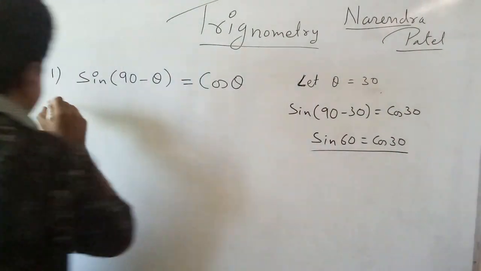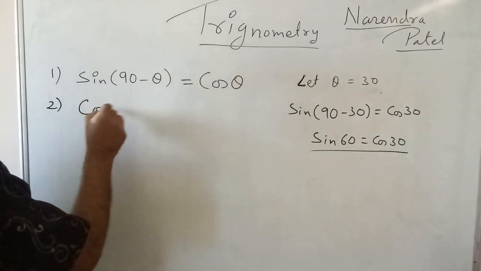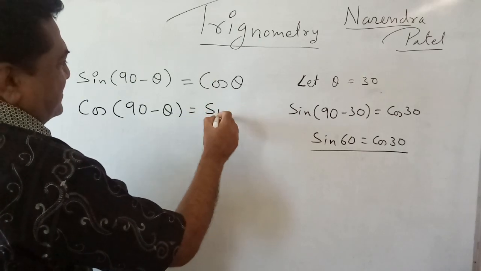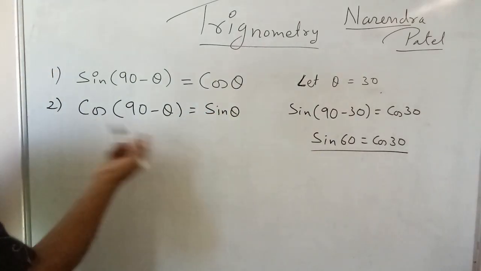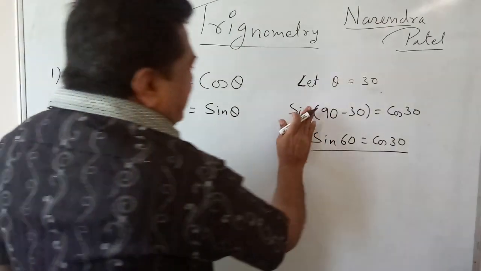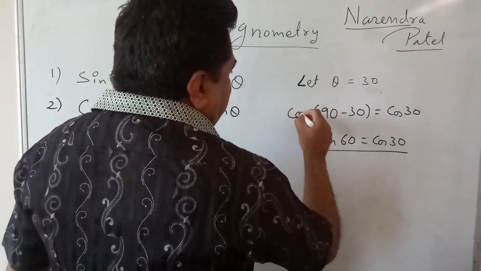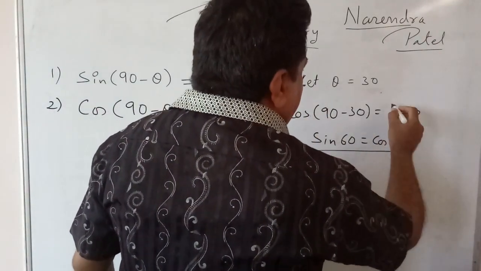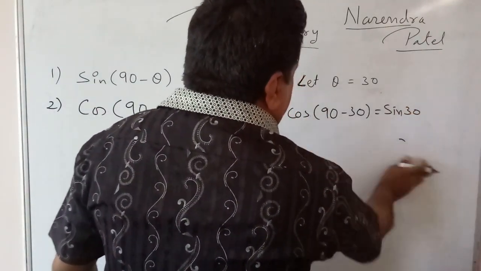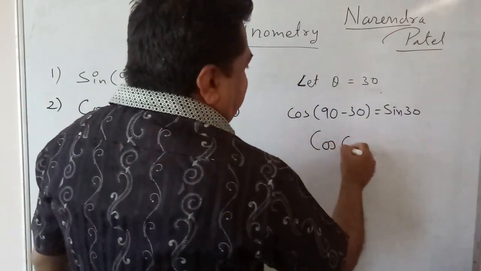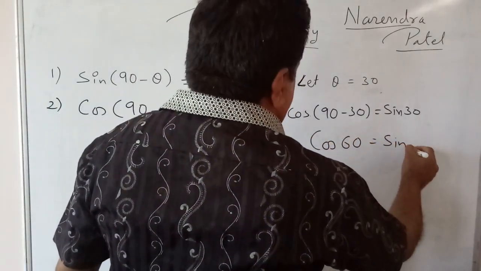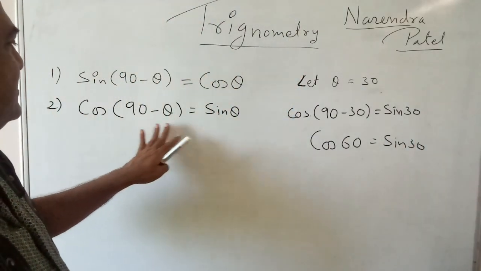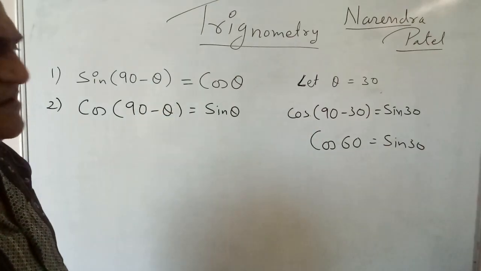Same way you can write cos 90 minus theta is equal to sin theta. Here in the second also, you can take cos 90 minus 30. Cos 90 minus 30 is sin 30. Let me take here sin. So what will come? Cos 60 is equal to sin 30. Same thing has come.